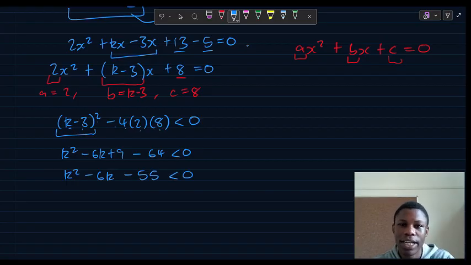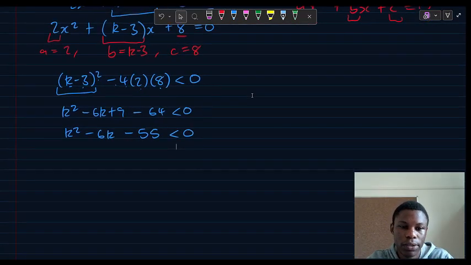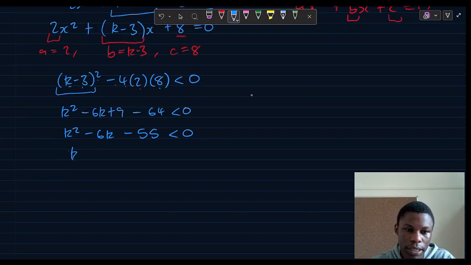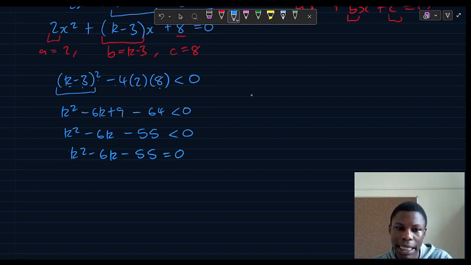Okay. So now notice that we've got a quadratic inequality. So we have to solve this quadratic inequality. The steps for solving a quadratic inequality are as follows. First, solve the quadratic equation. Get your roots or the solutions to your quadratic equation. Then determine which regions you want. And then proceed. And then you get your set of values. So in this case, we're going to say k squared minus 6k minus 55 is equal to 0 because we want to solve the quadratic equation first.